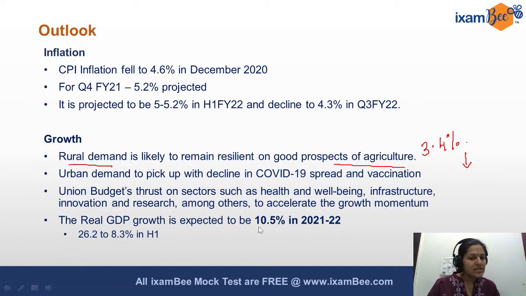2022. RBI has given 10.5%, and that also they have divided into two aspects. The first half they are saying can grow anywhere between 26.2% to 8.3%. Basically, they expect the higher growth of 26% in the first quarter, because the first quarter in 2020 was the worst hit, so growth there, and then the second quarter, and then in the third quarter growth of 6% year on year is expected.